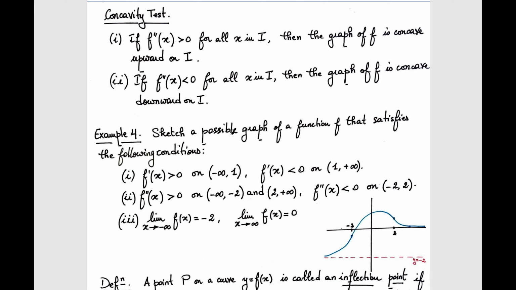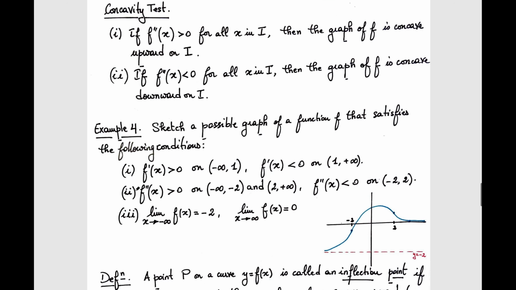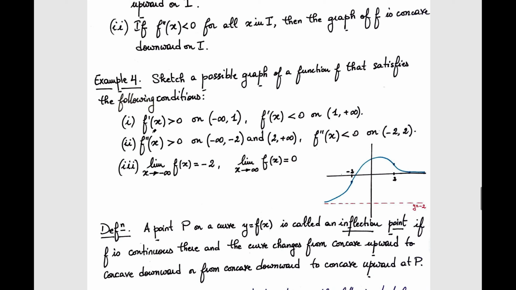Example 4: sketch a possible graph, so there are many answers here, of a function f that satisfies the following conditions. The function f prime has to be positive on minus infinity all the way to 1, and f prime has to be negative on 1 to infinity. So what can you say here? If f prime is positive on an interval, what can be said by the increasing-decreasing test? The function f has to be increasing from minus infinity to 1. And f prime being negative on this interval, by the increasing-decreasing test, you know that the function f has to be decreasing on this interval, right? 1 to infinity.